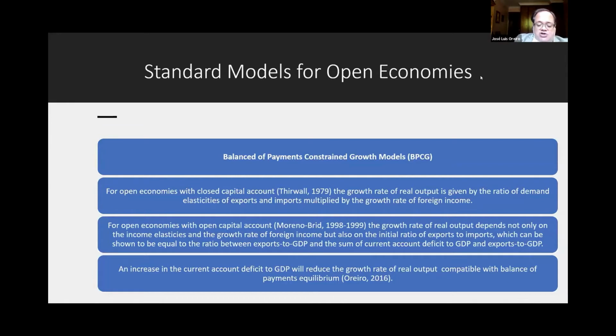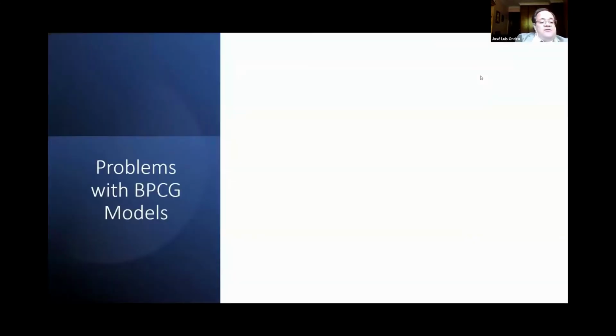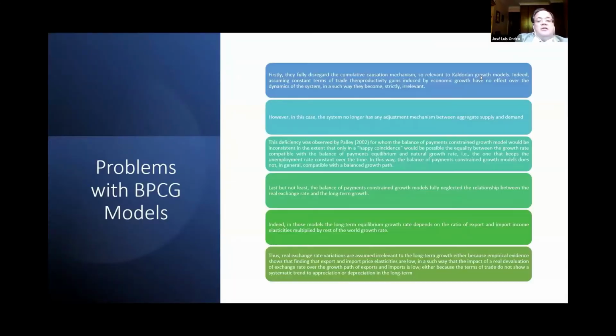This I showed in my 2016 book. There are problems with balance of payments constrained growth models. First, these models fully disregard the cumulative causation mechanism so relevant for Kaldorian growth models. Assuming constant terms of trade, then productivity gains induced by economic growth have no role in the dynamics of the system, in such a way that they become strictly irrelevant.